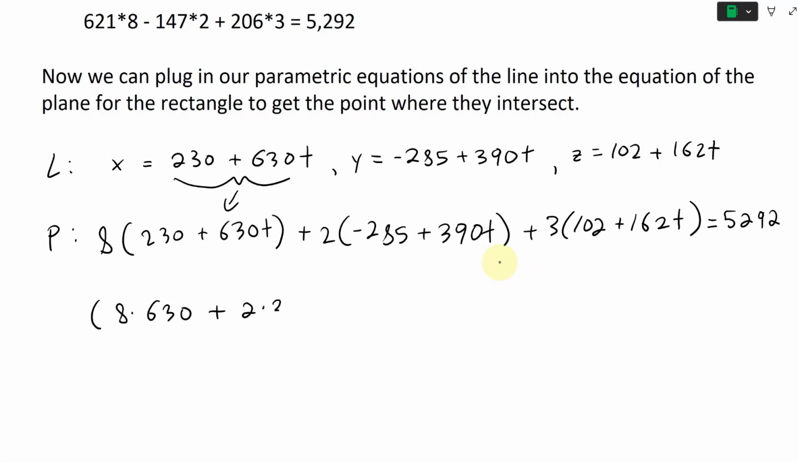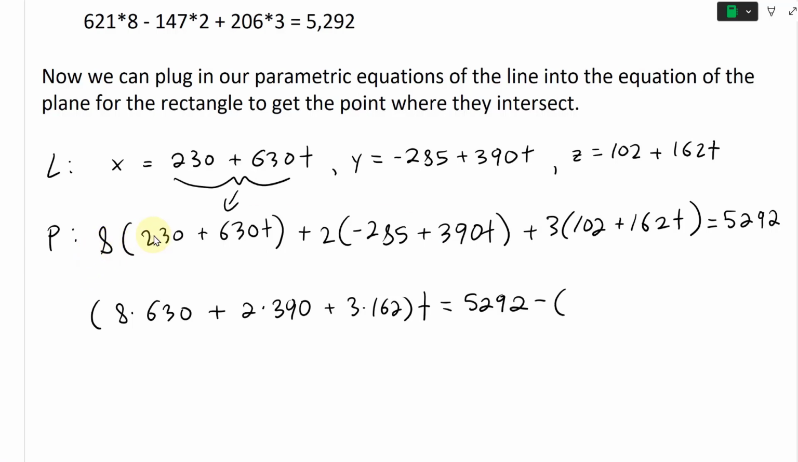So 2 times 390. And then the next one's going to be 3 times 162, put a t. And I'm going to do now equals to 5292. And now I'm going to subtract, because I'm going to move all this to the other side.